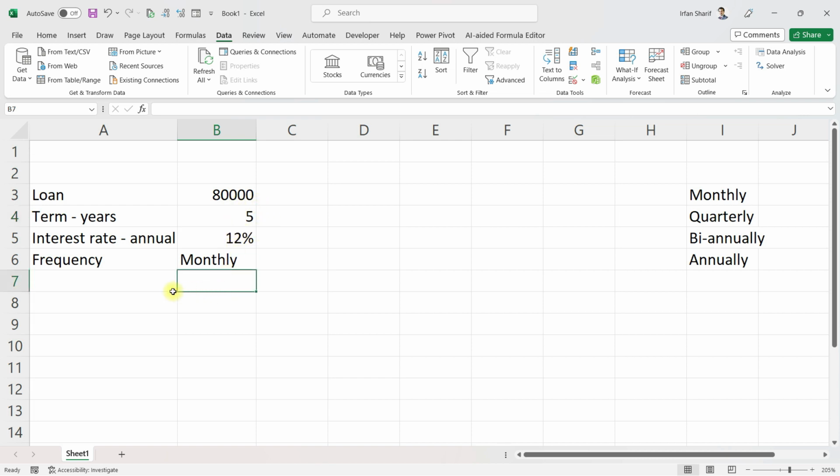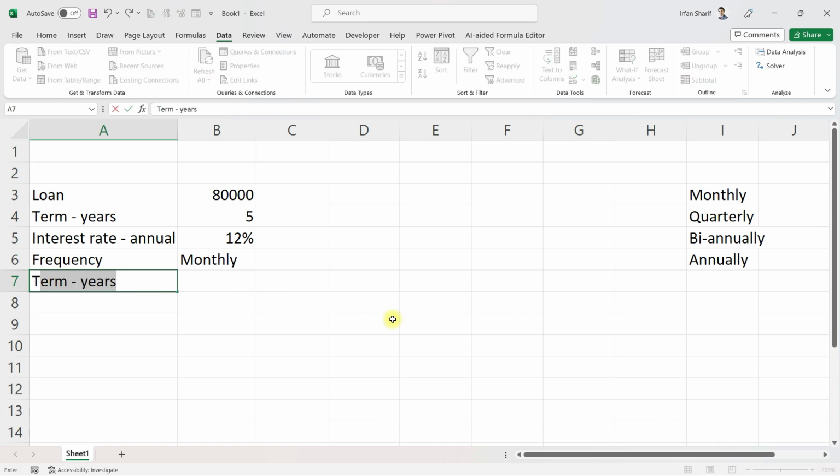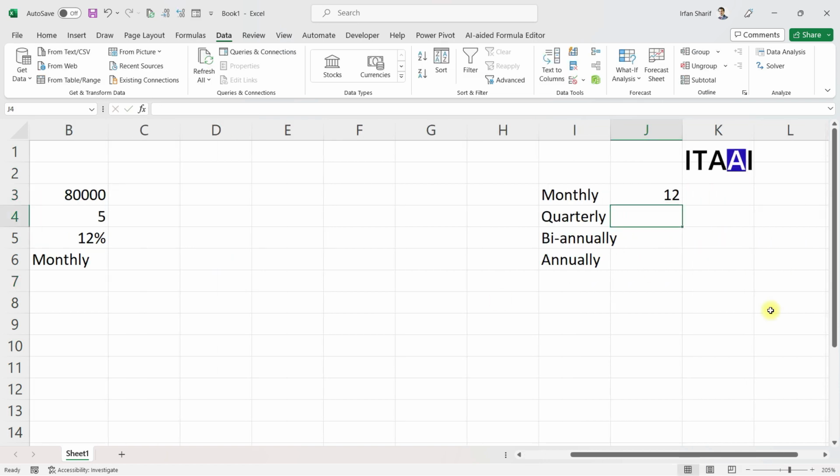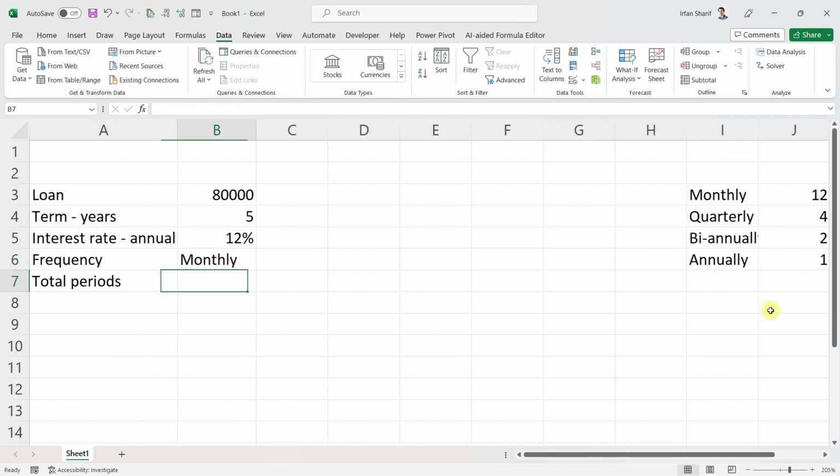Now to achieve this, I am going to set up the total number of periods, or total periods for short. If we talk about months, there are going to be 12 months in a year. If we talk about quarterly, there are going to be 4 quarters in a year. If we talk about biannually, there are going to be 2 biannuals in a year. And if we talk about annually, there is going to be 1 in a year. So I have made this list, and on the basis of this I will select total periods dynamically based on the value that is selected here.